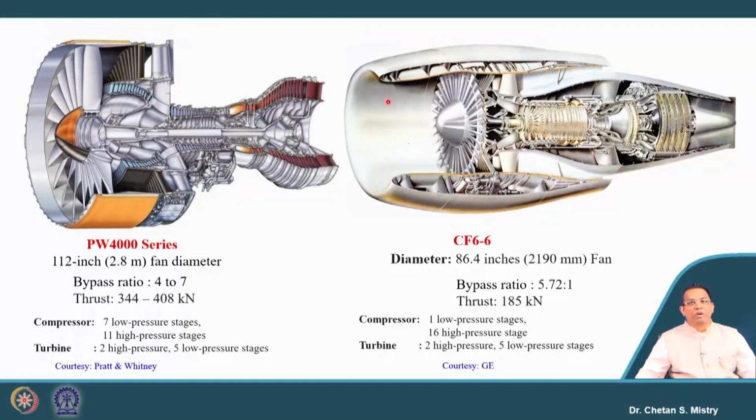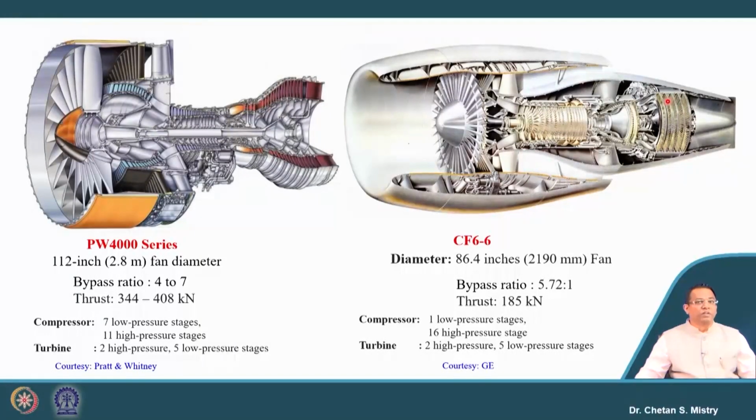Same way here, this is representing the CF6 engine, which has a diameter of around 2.19 meter and a bypass ratio of around 5.72. We have a fan followed by one stage of LP compressor, and then a total of 16 stages of HP compressor. That is followed by the combustion chamber. We have 2 stages of HP turbine, followed by 5 stages of LP turbine.